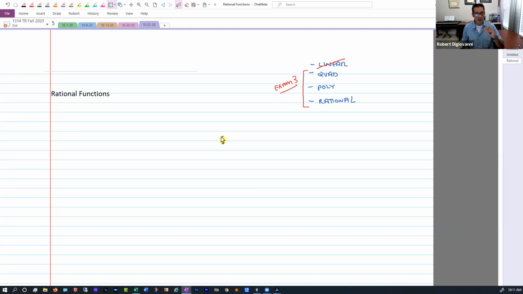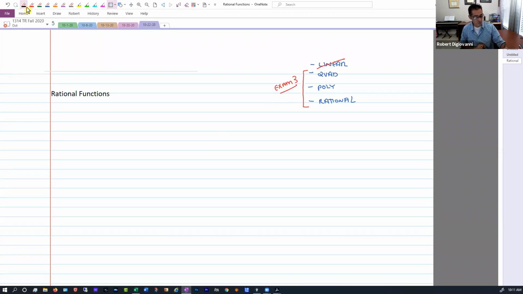Now remember, on exam 3, I told you I'm going to allow you to have a cheat sheet. You'll have a sheet where you can put all the steps. So you want to make sure that you're writing this stuff down in your notes so that when you go to make your cheat sheet, you have a good place to reference. All right? Okay, so rational functions.